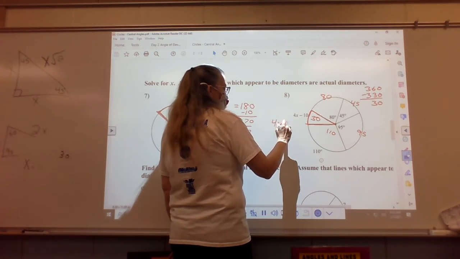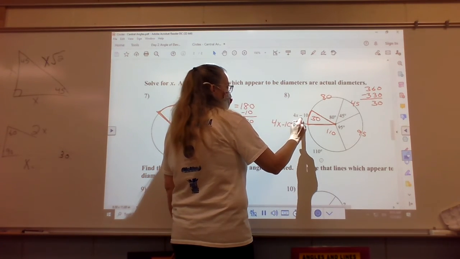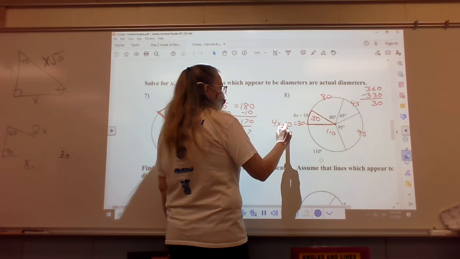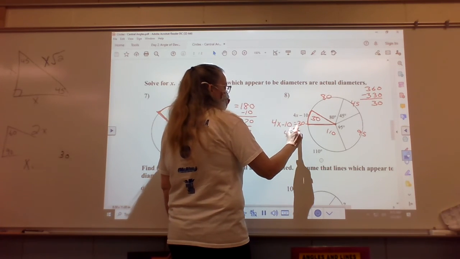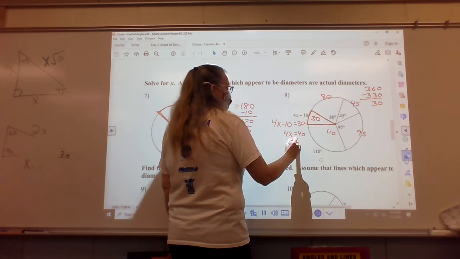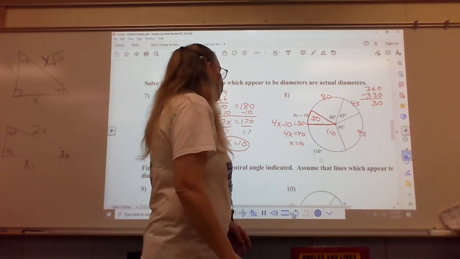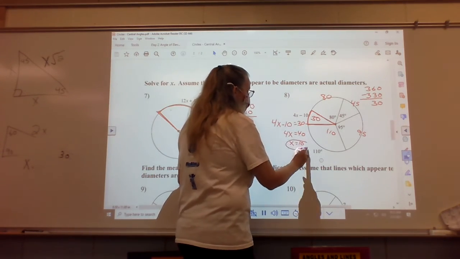So now I just do the little equation. Set it equal to 30. Add the 10. 4x equals 40. X equals 10. I didn't purposely make them the same, it just kind of worked out that way.